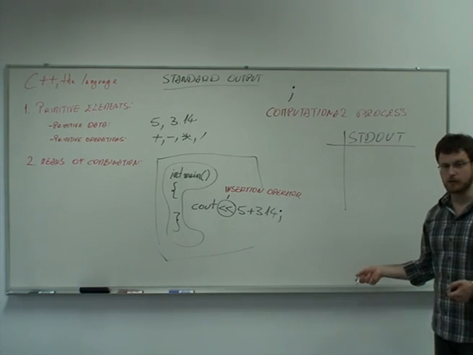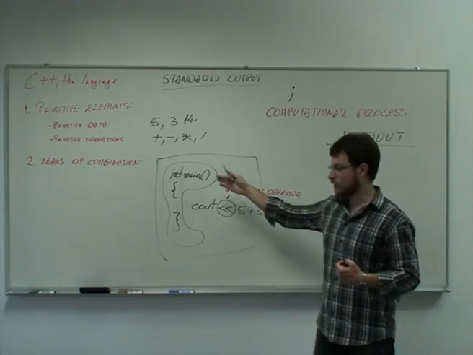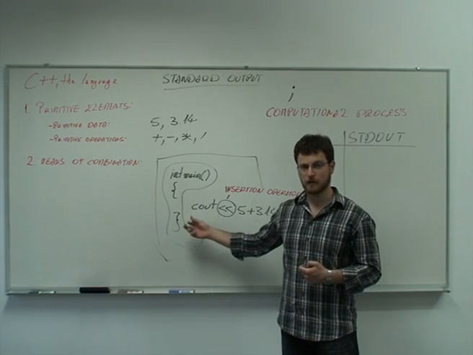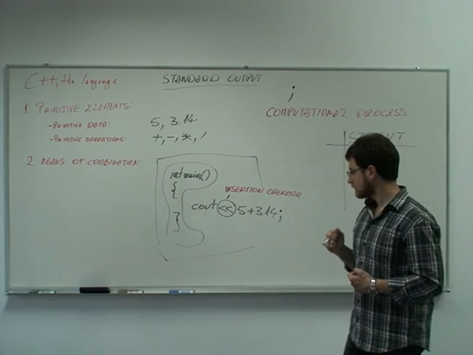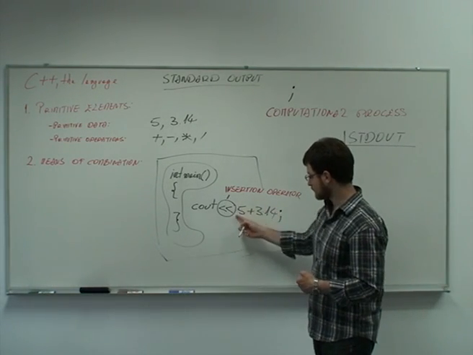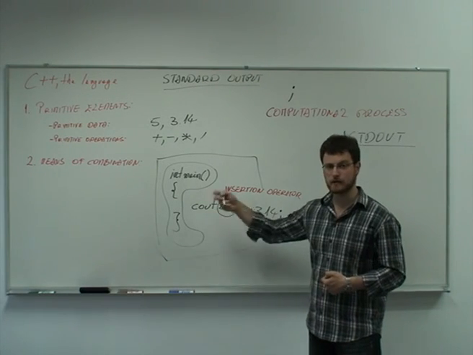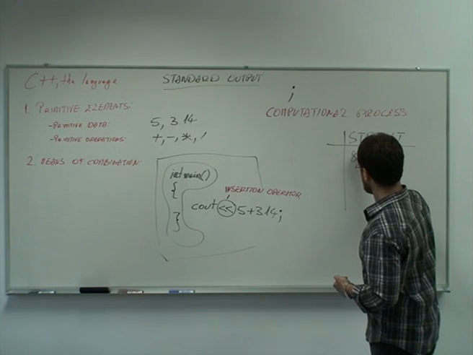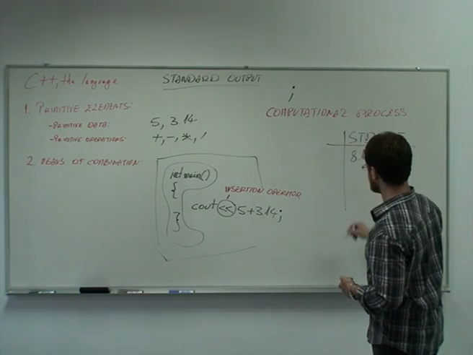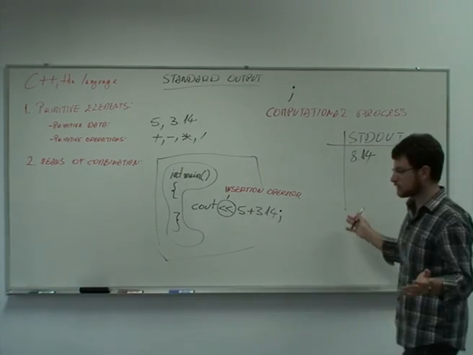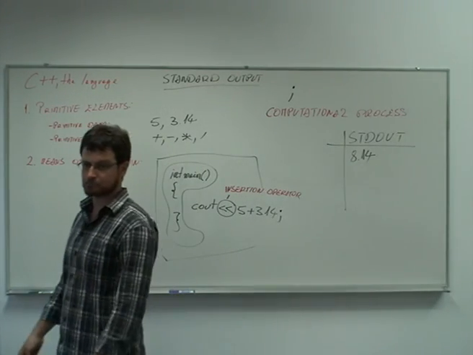Again, we carry out programs by carrying out all the statements written inside the main function. Here we have a single statement. And what it does is that it prints out the result of this here expression to the standard output interface. And that's 8.14. And that's all this program does.